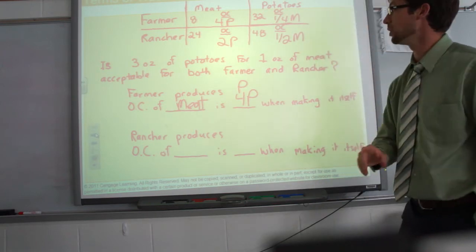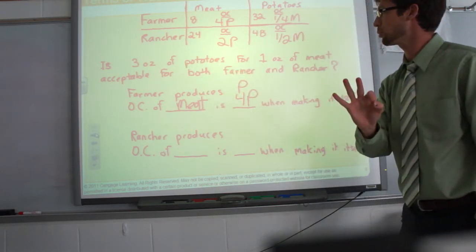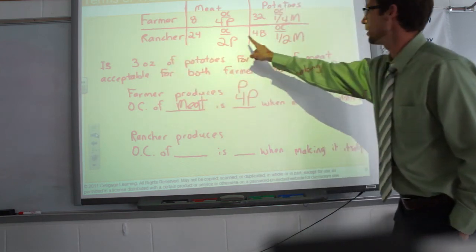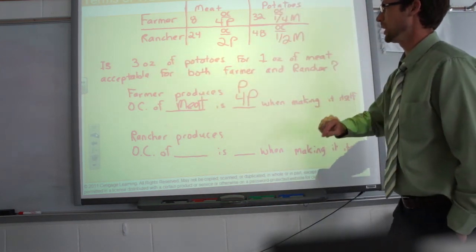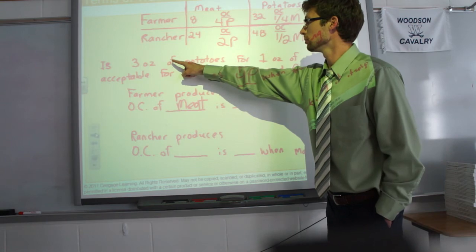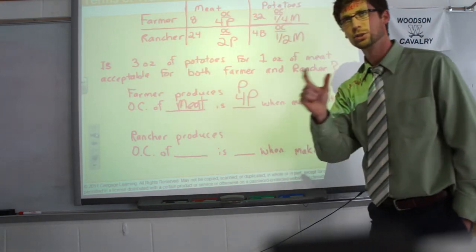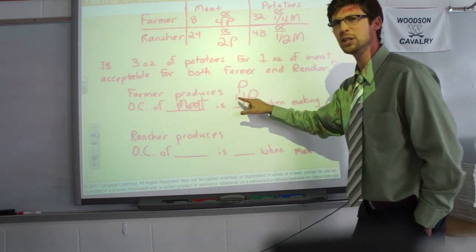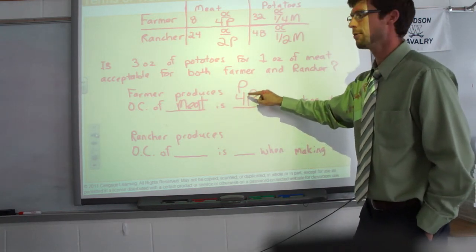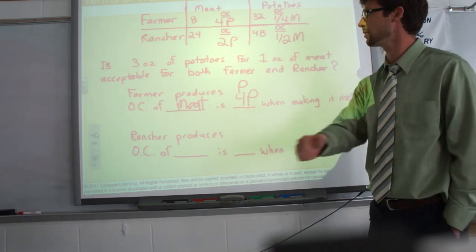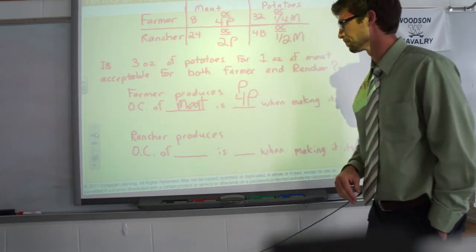So now all we need to do is look at the trade agreement. This is step 3. 3 ounces of potatoes need to be given up for 1 ounce of meat. They're going to be making those potatoes. And they're going to get 1 ounce of meat for 3 potatoes. That's the terms of trade. Whereas if they do it themselves, they have to give up 4 ounces of potatoes. So this is an acceptable term of trade, at least for the farmer.